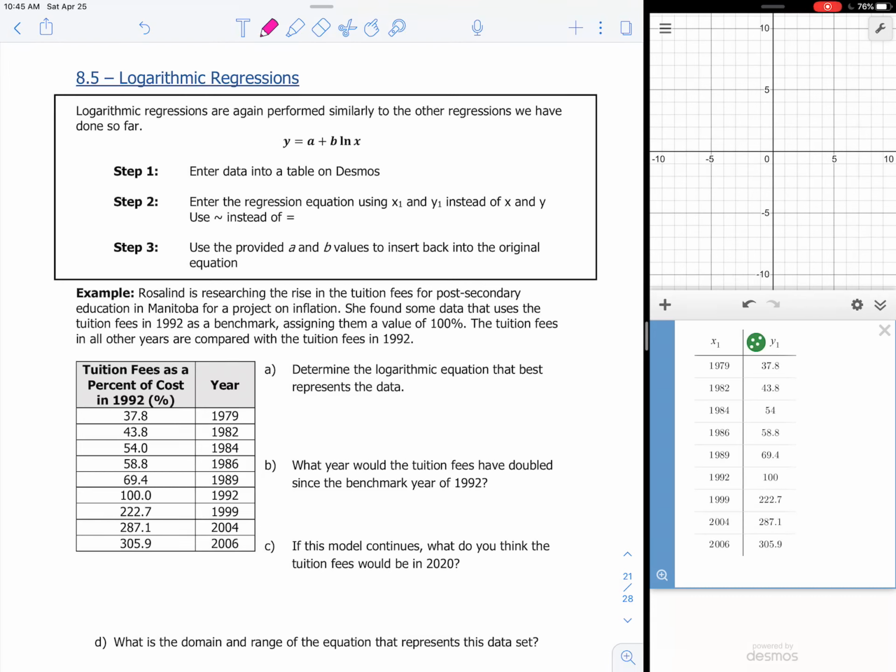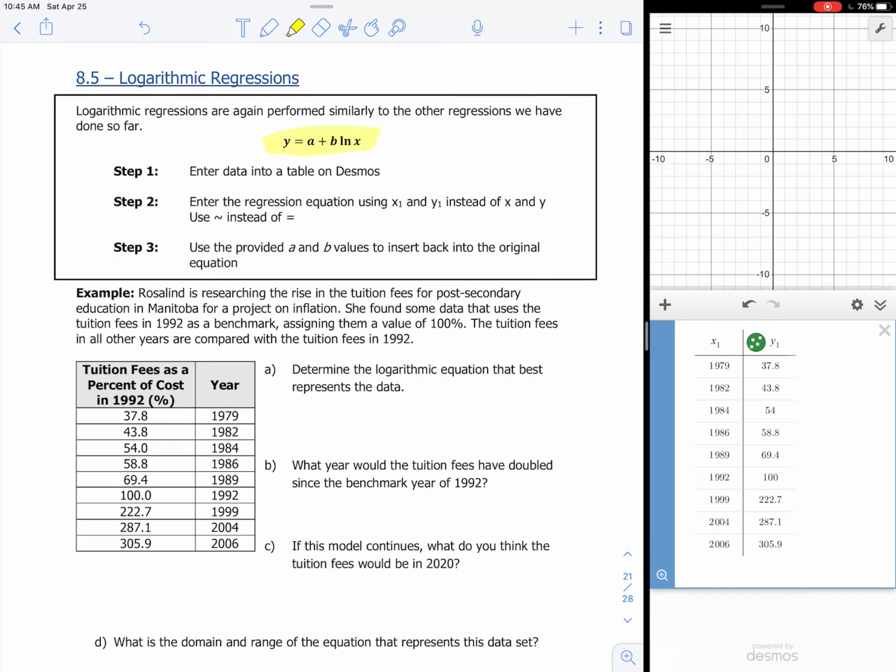Hello and welcome back. Today we are going to tackle 8.5, logarithmic regressions. Logarithmic regressions are again performed very similarly to other regressions we've done so far. We have our base equation that we're always going to be using, but when we do the regressions, we're going to do a couple things.